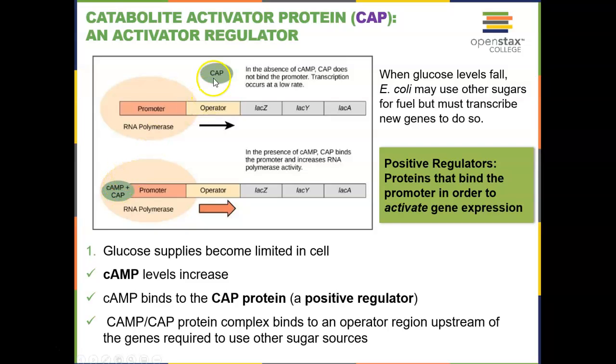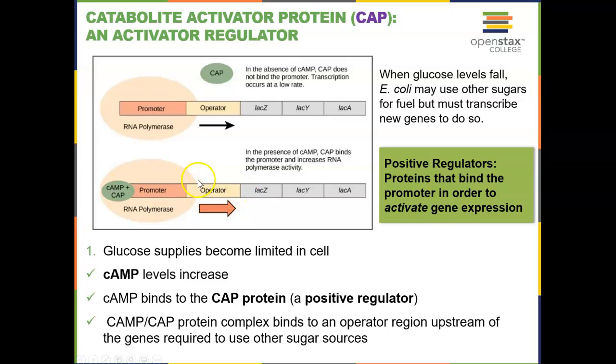The cyclic AMP causes the CAP to bind to its promoter and to the promoter for this region of the DNA, and that will cause RNA polymerase to go really fast down this pathway, making the requirements so that the cell can use lactose sugar instead of glucose.